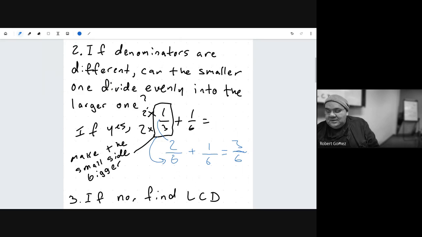Now, the cool thing is, yes, I would have to reduce this. Whenever you're done solving a fraction problem, you always ask yourself, can I simplify? Can I reduce this? How do you simplify? I just ask myself, what number do these have in common? So, for example, I have 3 and 6. Do these have a common number? Yeah, they do actually. 3 can go into 6. It can divide into 6.